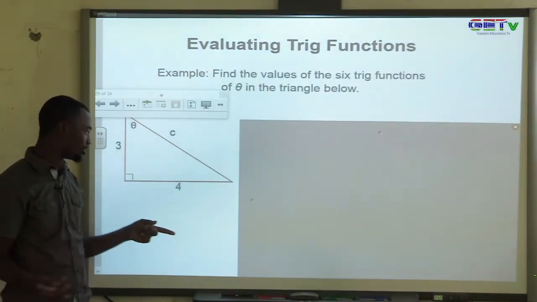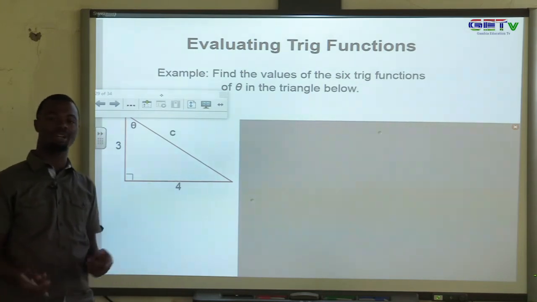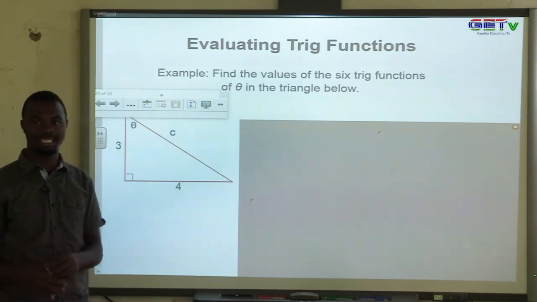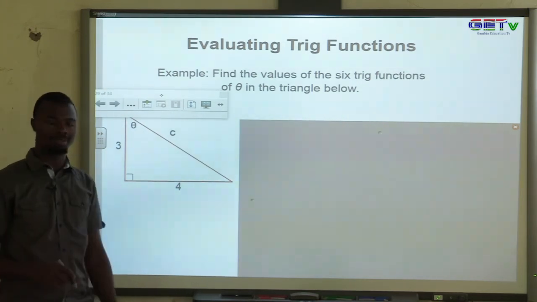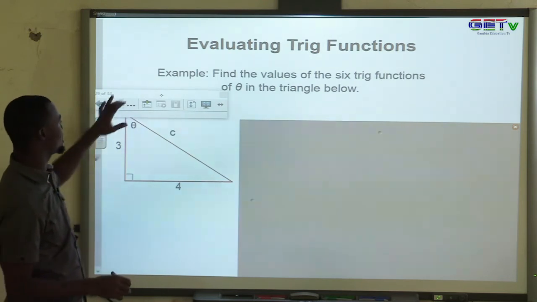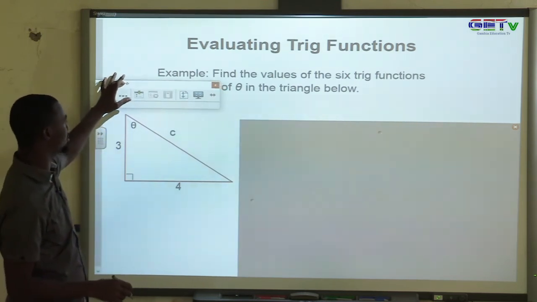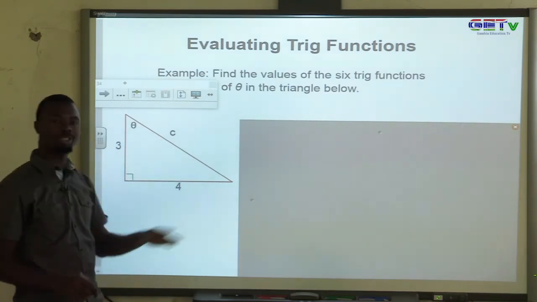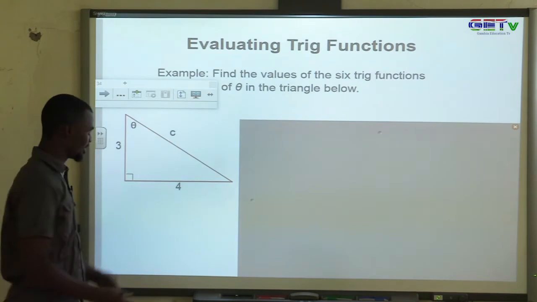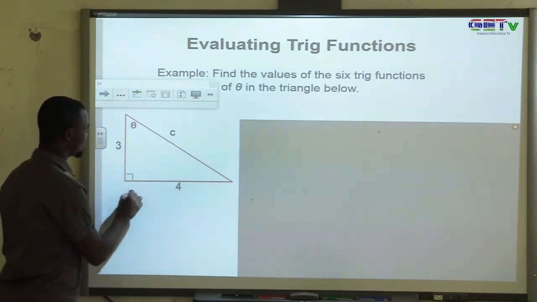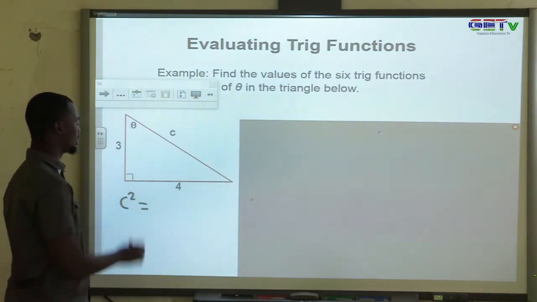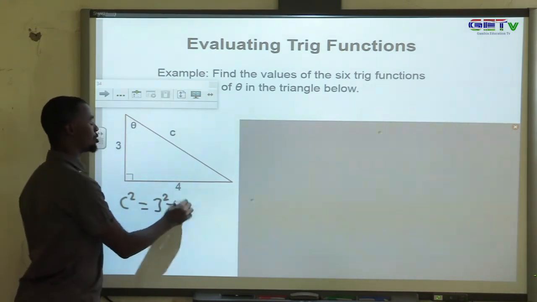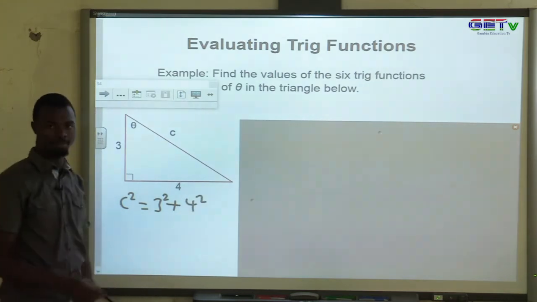The third side of the right angle triangle. If you are given a right angle triangle, 2 sides are given, and you are asked to find the third side, you use the Pythagoras theorem. The Pythagoras theorem says the square of the hypotenuse is equal to the sum of the squares of the other 2 sides. Our hypotenuse on this diagram is C. So that will give us C square is equal to 3 square plus 4 square. That is the Pythagoras theorem.